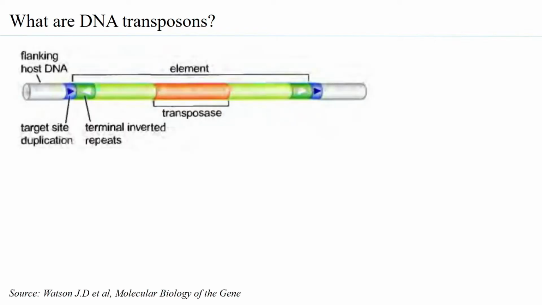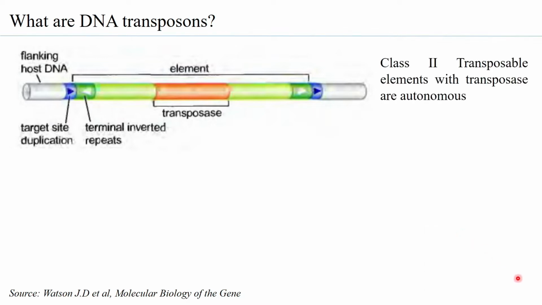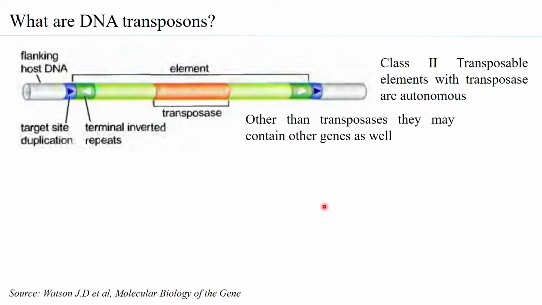So the DNA transposons typically have an ORF of transposase. So they are able to give rise to the transposase enzyme, and the ORF per se is flanked on both sides by what are called the terminal inverted repeats. And it is these terminal inverted repeats that are able to function as sites of recombination.